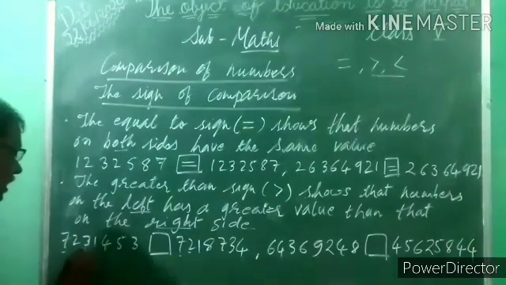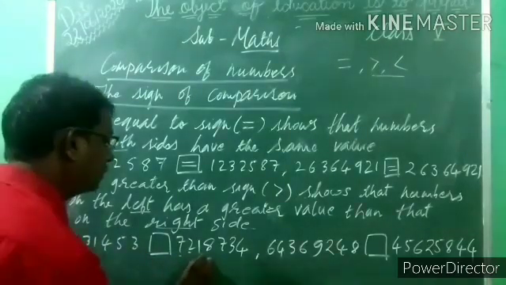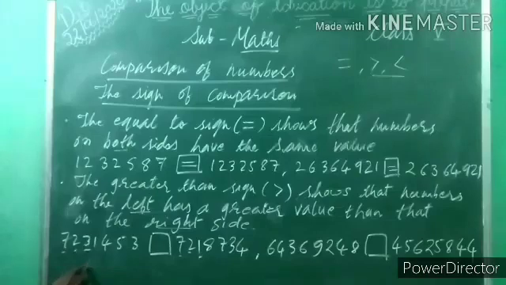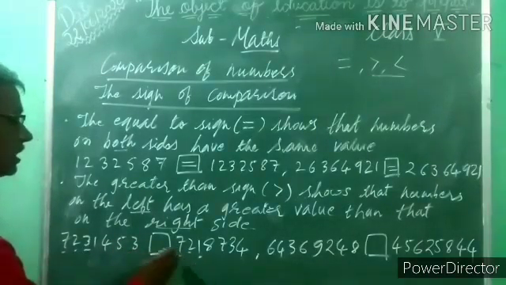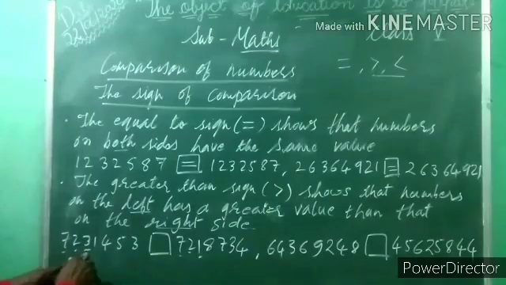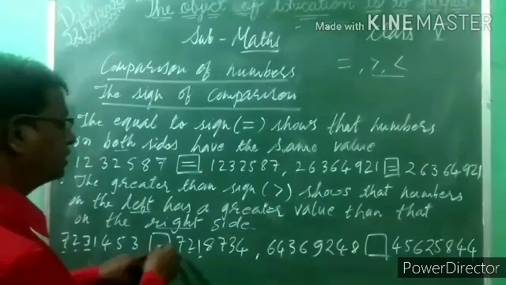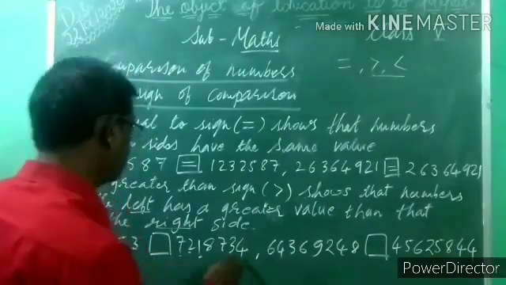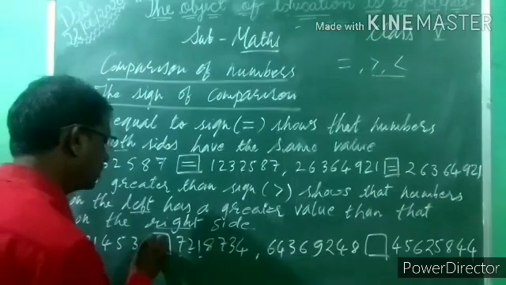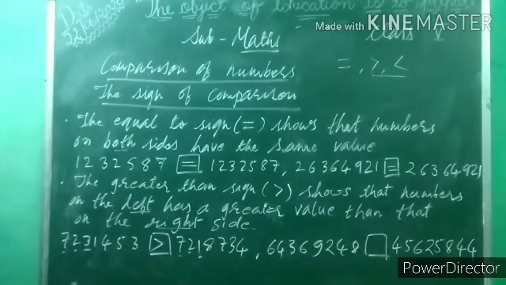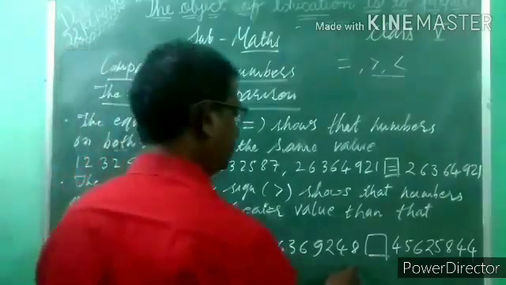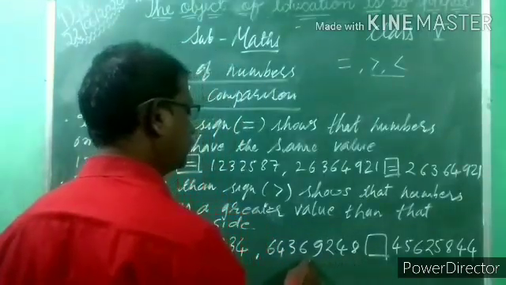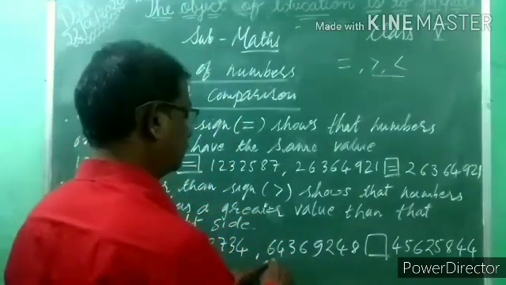Now here 3, and here what? 1. Now 3 is greater than 1. That's why this number, 72 lakh 31,453, is greater than 72 lakh 18,734. The left hand side number is greater. So that's why we have to put which sign? The greater than sign.